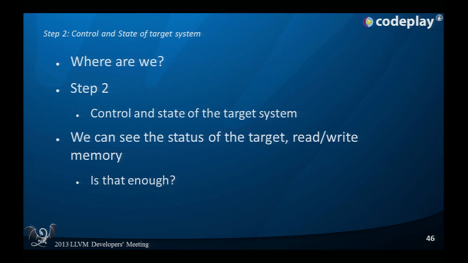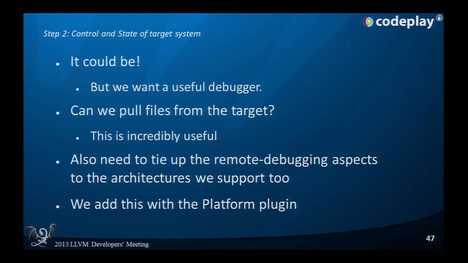So at the moment, we're still at step 2. We've got control and state of the target system. We can see the status of the target, we can control it, we can read and write memory, etc. And that's kind of enough. But you want some extra stuff if you want a useful debugger. If you were to release that sort of debugger to your customers, they wouldn't be very happy. So can you pull files from your remote target? It's a very useful feature, as we'll come to see later.